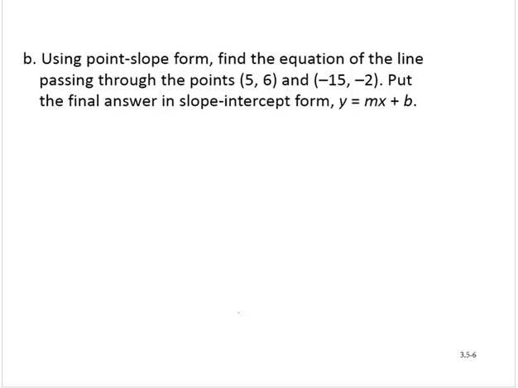Using point-slope form, find the equation of the line passing through the points (5, 6) and (-15, -2). Put the final answer in slope-intercept form, y equals mx plus b. Alright, so to do this, we first need to figure out the slope. So first, let's find the slope.